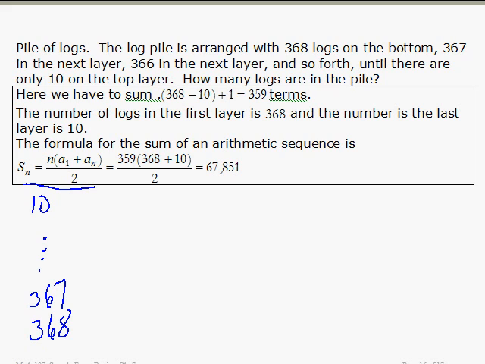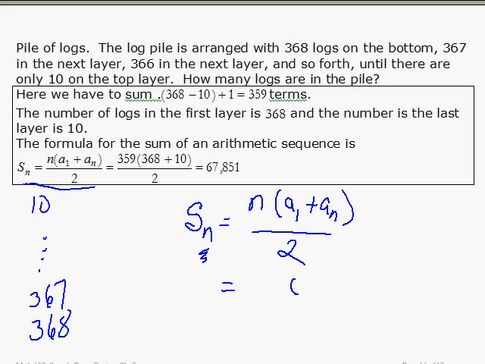You have to know what it means. For an arithmetic sequence, the sum over the first n terms is n, the number that you're trying to sum over, times the first one plus the last one, that would be the bottom layer plus the top layer, divided by 2. Usually some of it's easy to figure out and some of it is not. In this case, you know a_1 is 368, that's the number in this layer, and the top layer has 10. But how many layers are you summing?